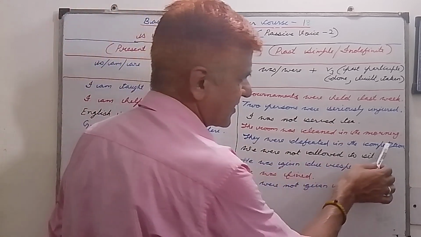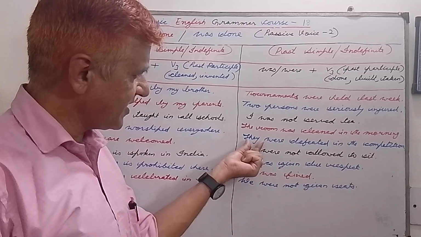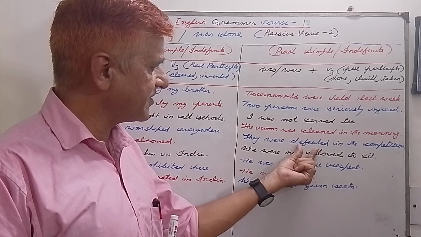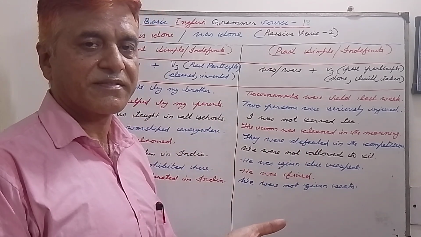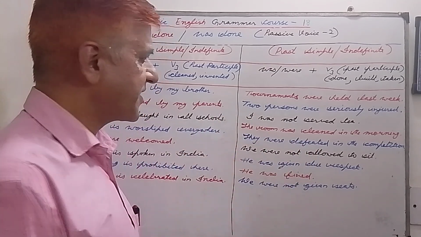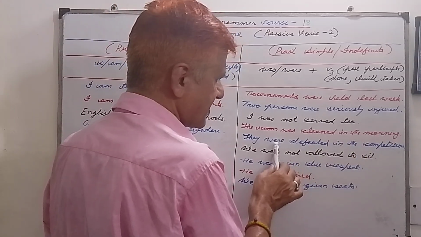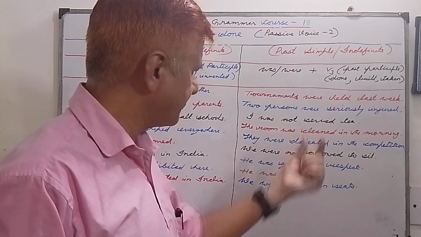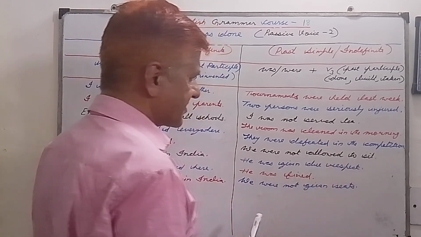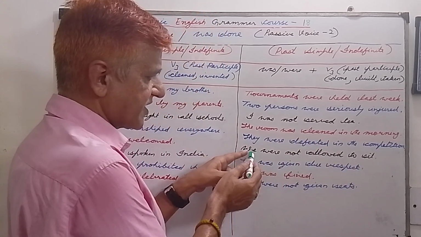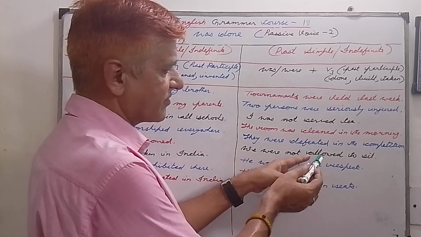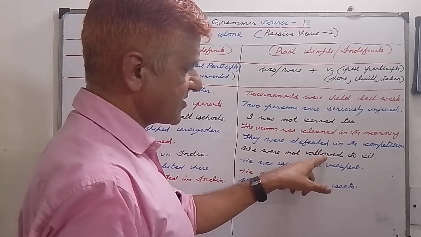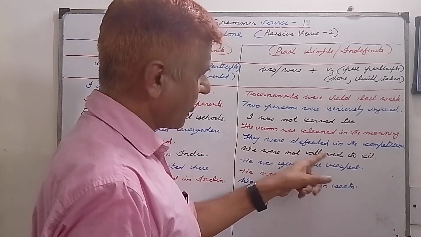They were defeated in the competition. The subject is getting affected. They are not defeating, but they are defeated in the competition. So "were" is the helping verb and "defeated" is the third form of the verb defeat. We were not allowed to sit. So it is the subject which is getting affected. "Allowed" is the third form of the verb allow.